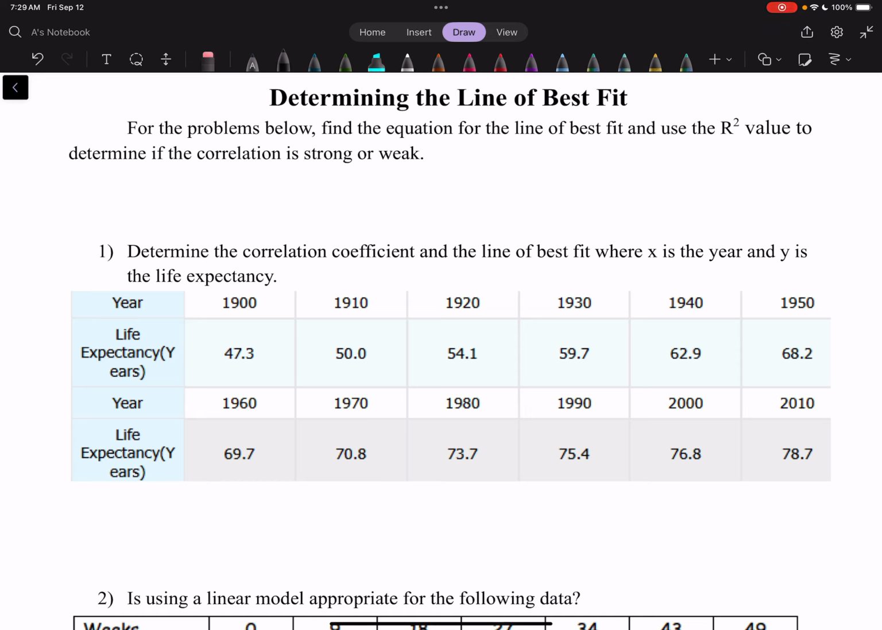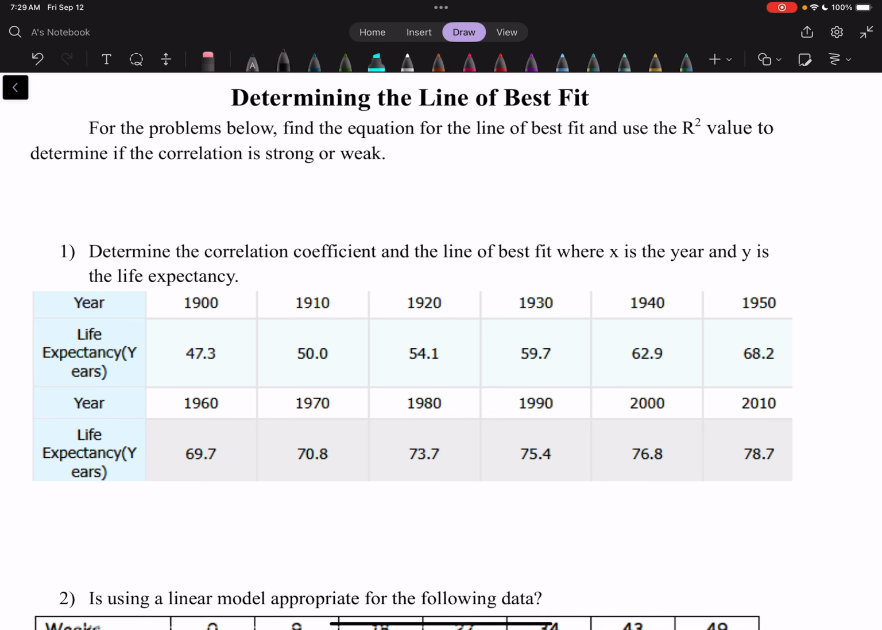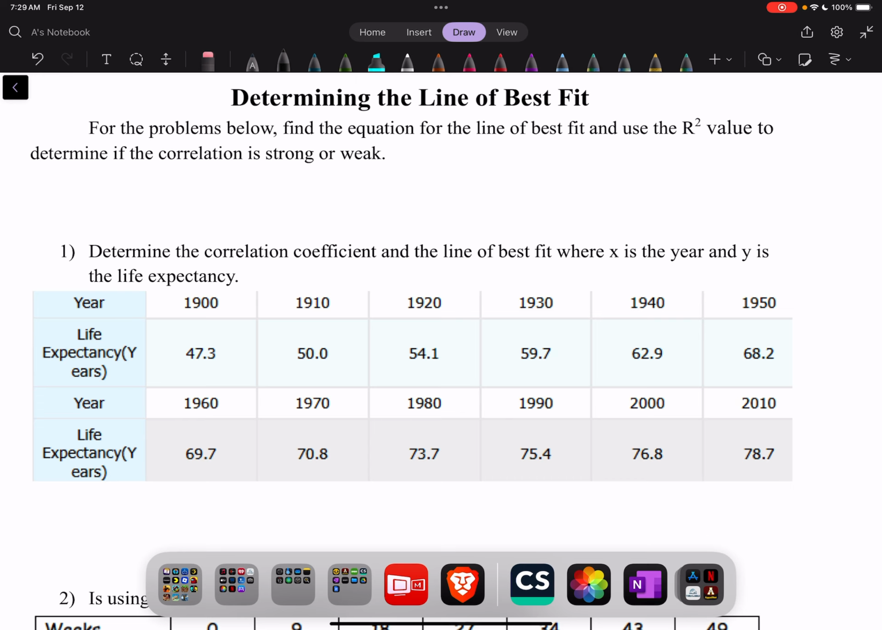Determining the line of best fit. For the problems below, find the equation for the line of best fit and use the R squared value to determine if the correlation is strong or weak. Determine the correlation coefficient and the line of best fit. X is the year, Y is life expectancy. So I'm going to open Desmos.